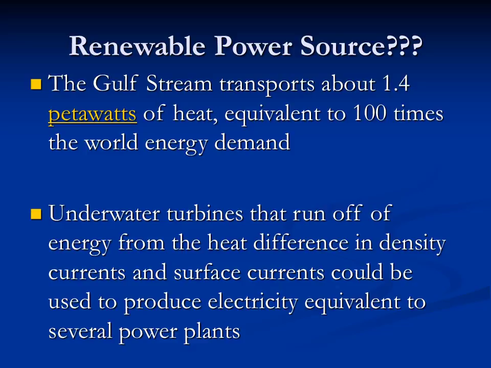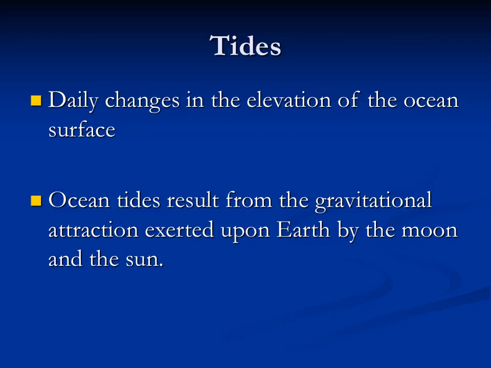So underwater turbines that run off of energy from the heat difference in the density currents and the surface currents could technically be used to produce electricity equivalent to several power plants, which is really, really cool. There's so much energy there that's potentially available to produce electricity just like power plants would, just because of heat differences. All right, last part of the lesson.